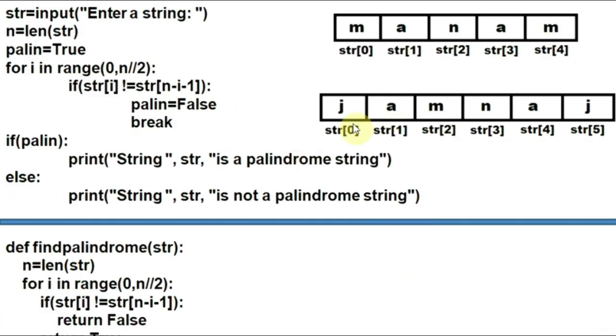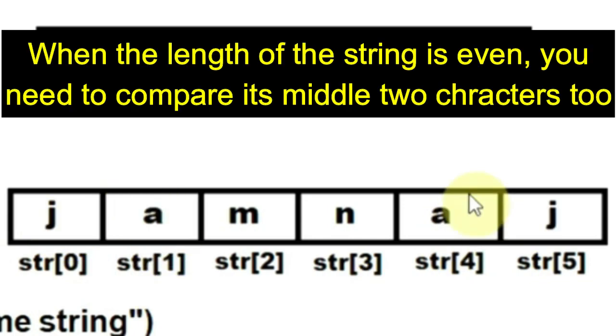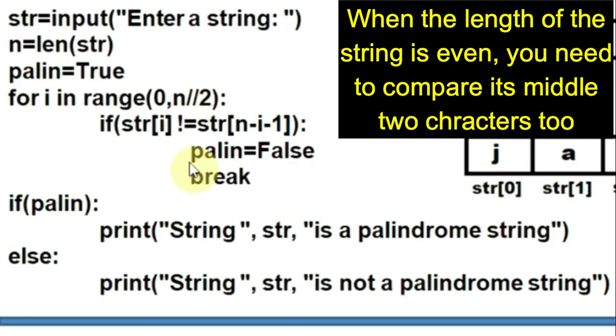But suppose you enter Jamnaj, which will be assigned to this str variable. The length of Jamnaj is 6. Now the palin variable is made true. Now what will happen through this for loop? You have to compare this str0 with str5. This str1 is compared with str4. These middle characters are also compared. If any of the characters does not match, this palin will become false and the for loop will break out, and depending upon the value of palin, either the if block or else block will be executed.